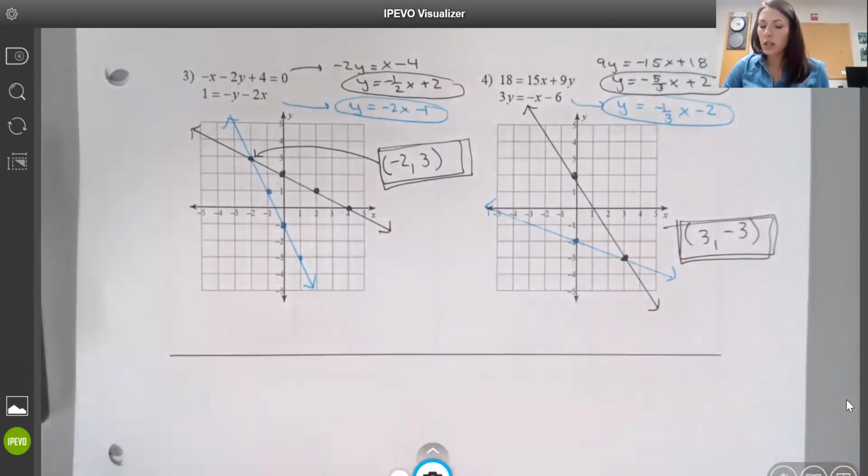Okay, and that's it. That's all we're going to talk about today. We're going to move into looking at what if I had a system of inequalities instead of equations. And we're going to focus on this graphing piece for the rest of next week, leading up to our Thanksgiving break.